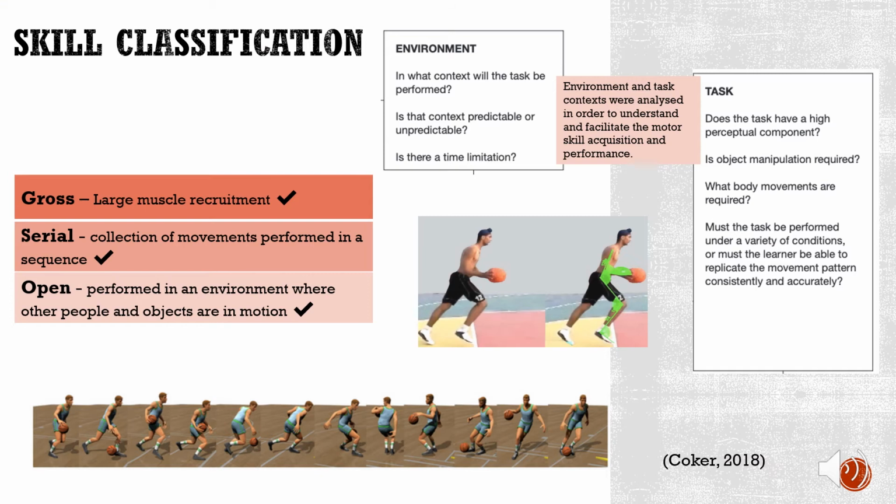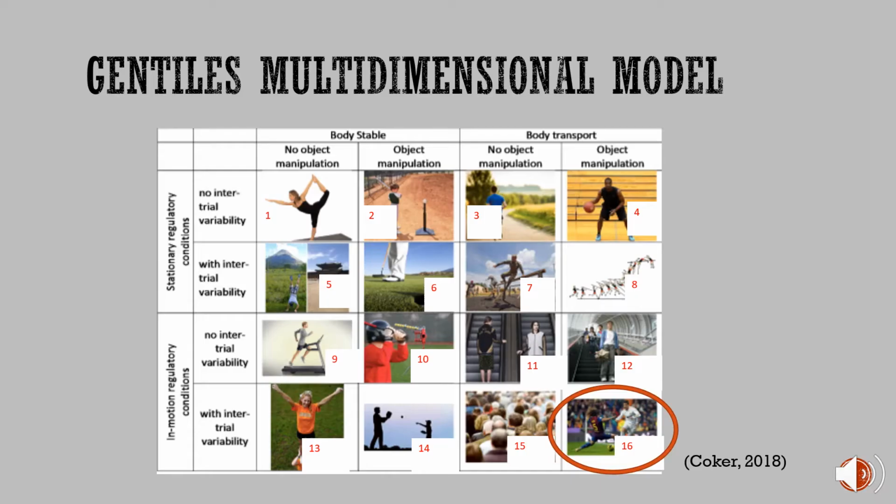The skill of dribbling in basketball is classified as a gross motor skill as it requires large muscles to produce actions utilizing both legs, abdominal and upper body strength. It is also a serial skill as it involves a collection of movements performed in a sequence, and an open skill as it is performed in an environment where other people and objects are in motion.